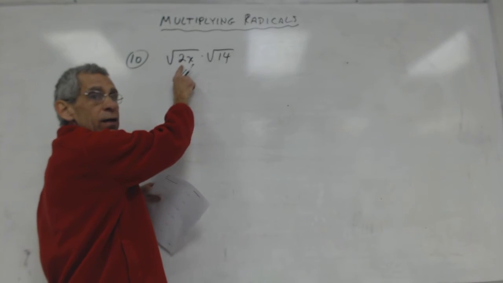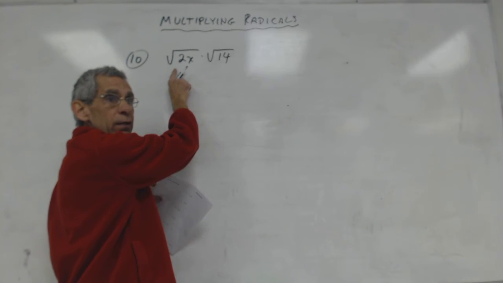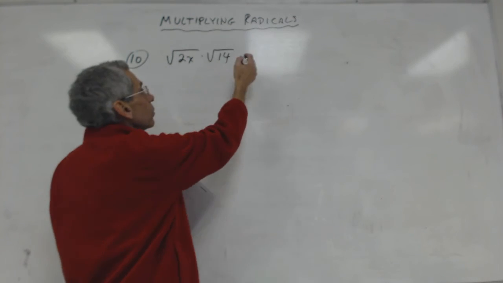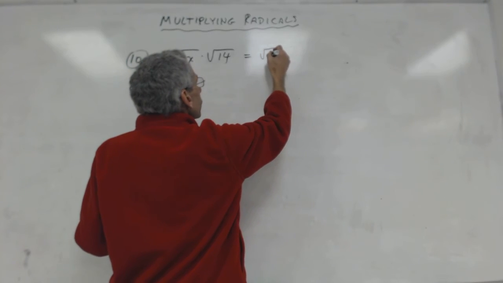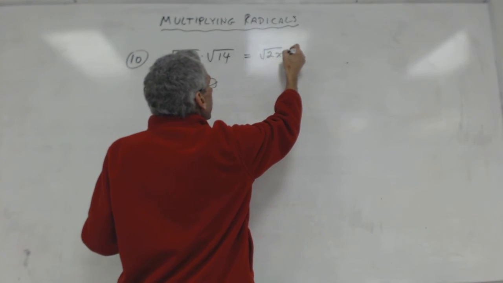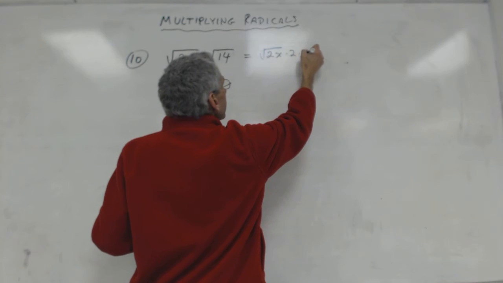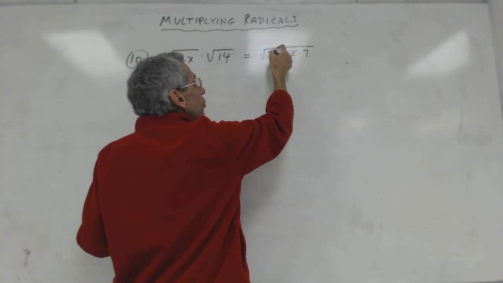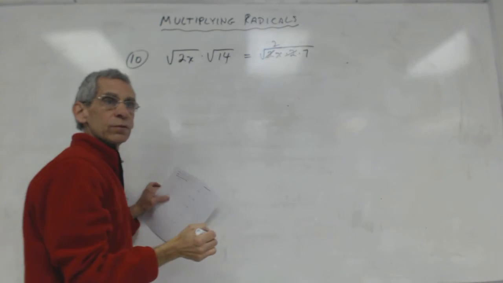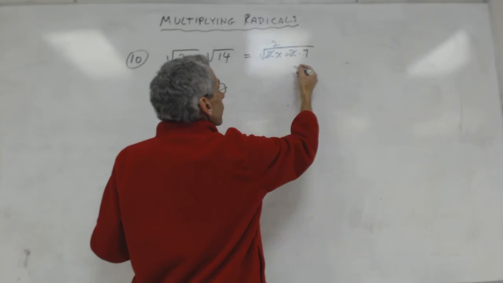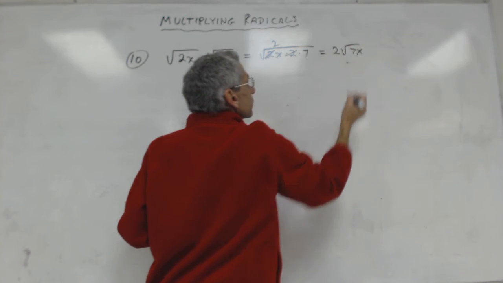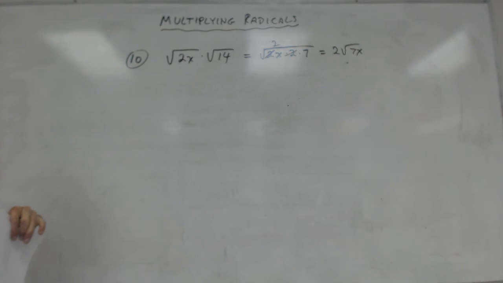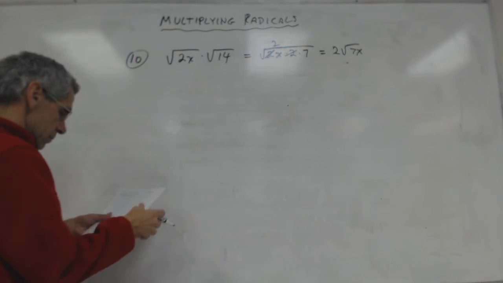Immediately he saw that 14 has a 2 in it, right? So he immediately saw, oh, we could do the square root of 2 times 2 times 7x. Well, the 2's come out as a 2, and the 7x will have to stay under. So it's 2 square root of 7x. Right? Does that make sense? Yeah, that's what we said.